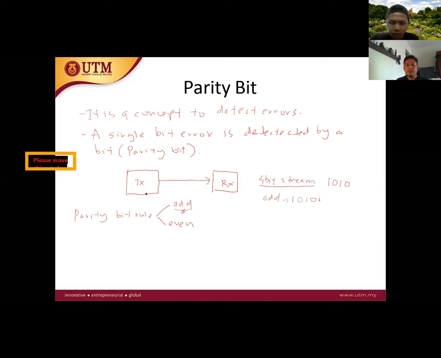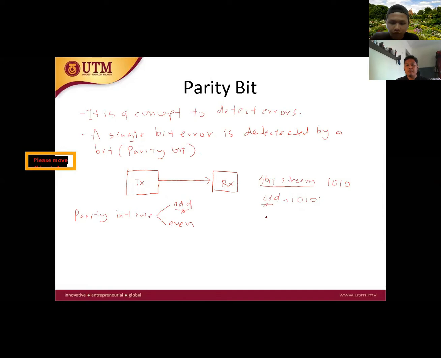So we send from the transmitter to the receiver. When we read the data at the receiver, and the rule that we set is odd, then to verify the data, when we sum up the number of one bits, it should be odd.